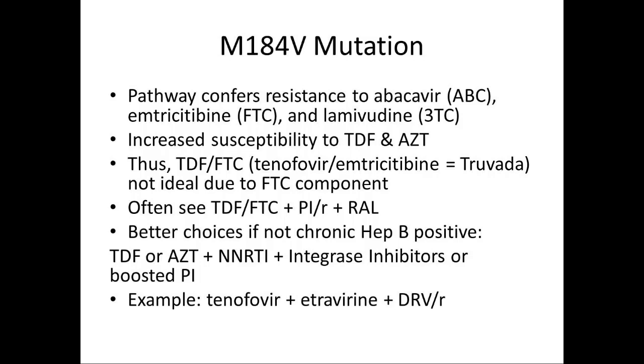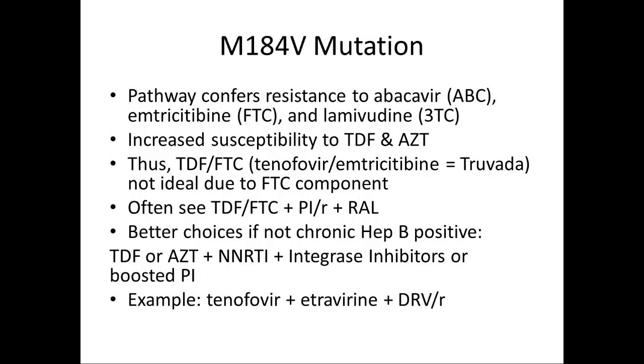As you remember, that pathway confers resistance to abacavir, emtricitabine, and lamivudine, but that same pathway actually increases your viral susceptibility to tenofovir and AZT. So basically, Truvada, TDF-FTC, tenofovir, emtricitabine is not ideal. We used to do that in the past, but because of the emtricitabine, it's not ideal. The new thinking, yeah, we see this a lot in the clinic: tenofovir, emtricitabine, a boosted PI, and raltegravir, which is kind of bulky.